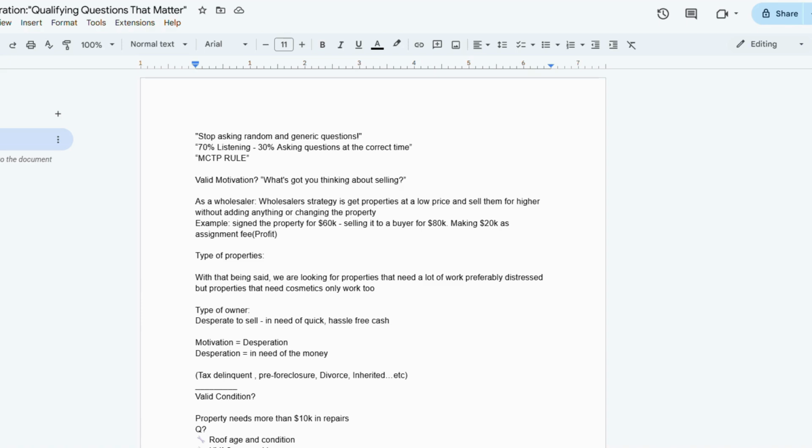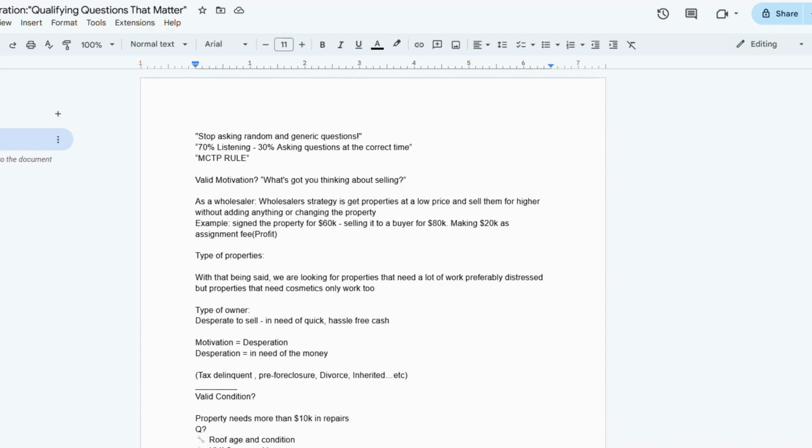So, if the owner is not really motivated and is just telling you, well, give me your offer, I'm looking for the best price, do you think this is someone who's going to accept 70% below market value? Separate that motivation into two sections. The first section is the type of property. We're always looking for properties that need a lot of work, preferably distressed properties, but properties that need only cosmetic work also work.